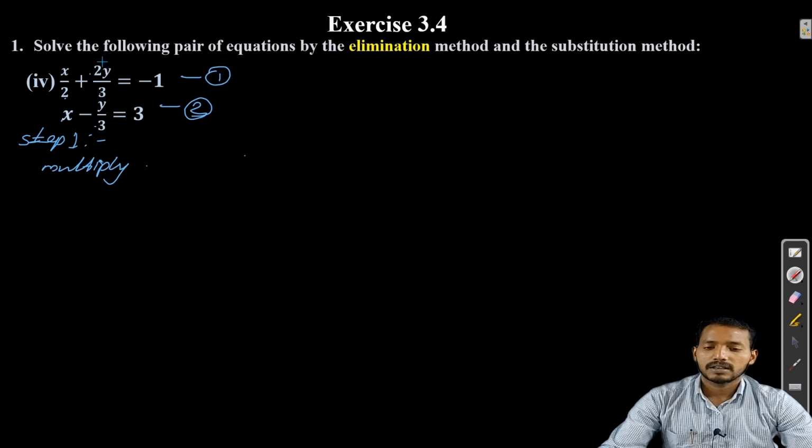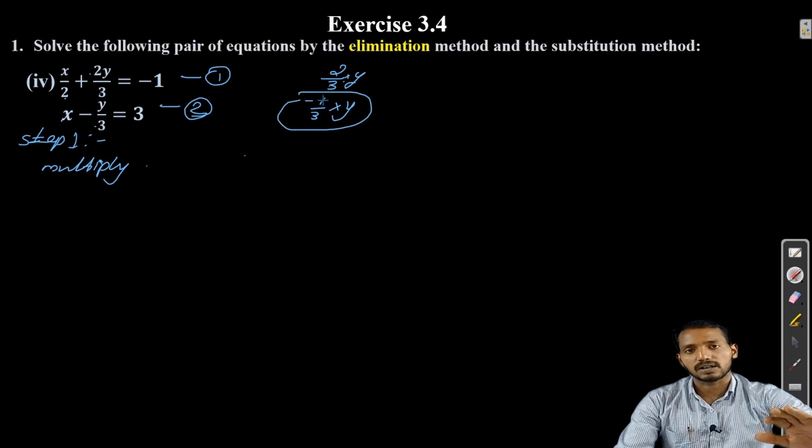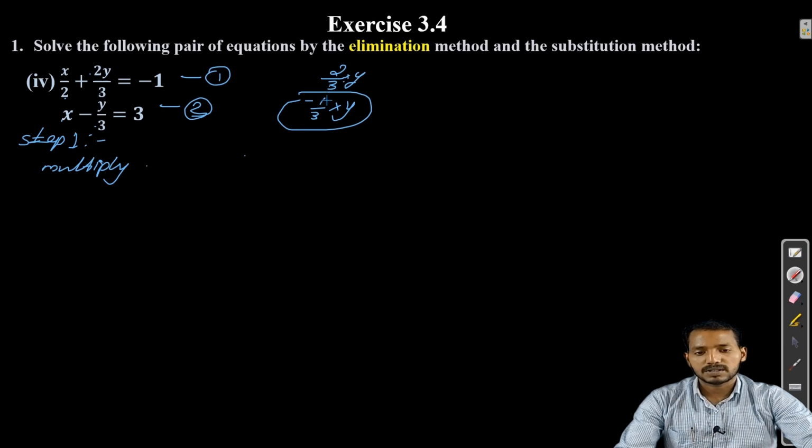Multiply. See here, in equation number 1, the coefficient of y is 2 by 3. And here it is minus 1 by 3 into y. Clear? So what we need to do to make it 2 by 3? Numerically equal. Sign, never mind it. That means here we have to multiply this equation by 2. So that here it will be 2 into minus 1 by 3, which is minus 2 by 3, and here it will be plus 2 by 3. That means numerically they are equal. Sign is opposite, no matter.